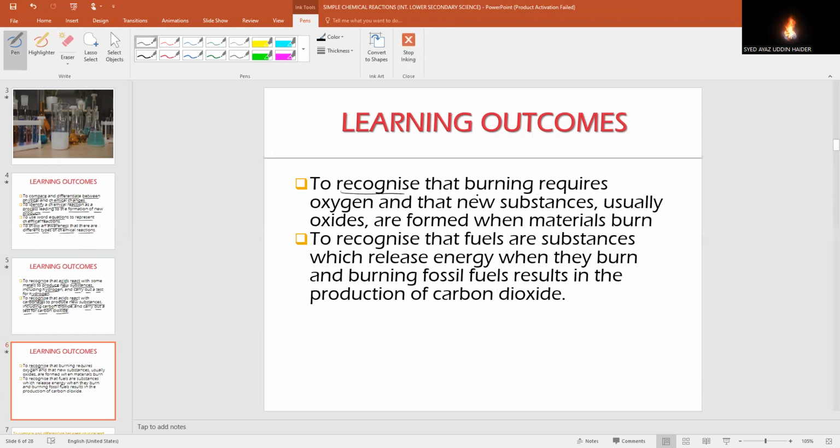To recognize that burning requires oxygen and that new substances, usually oxides, are formed when materials burn. To recognize that fuels are substances which release energy when they burn, and burning fossil fuels results in the production of carbon dioxide.